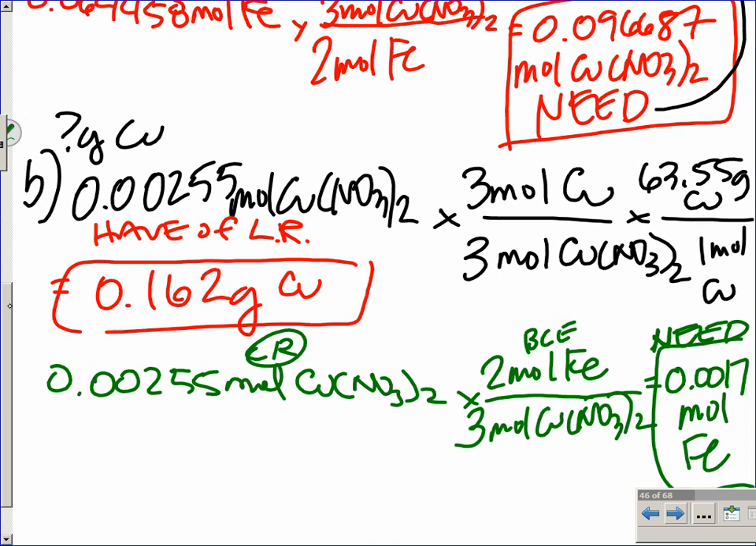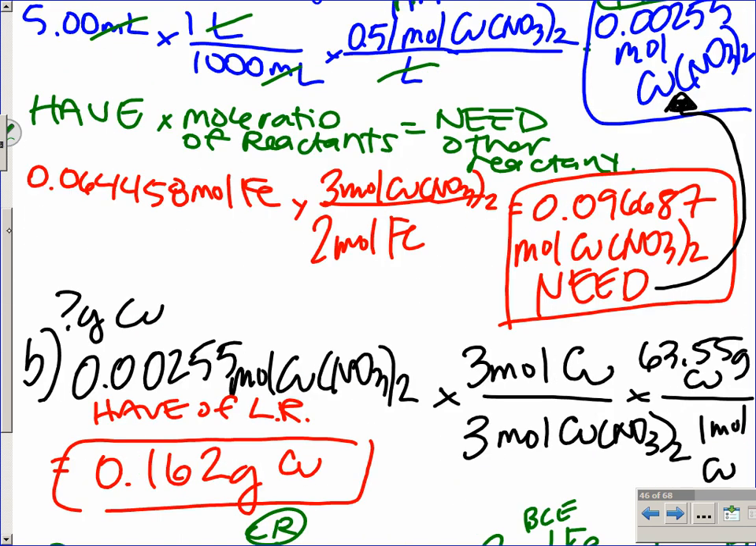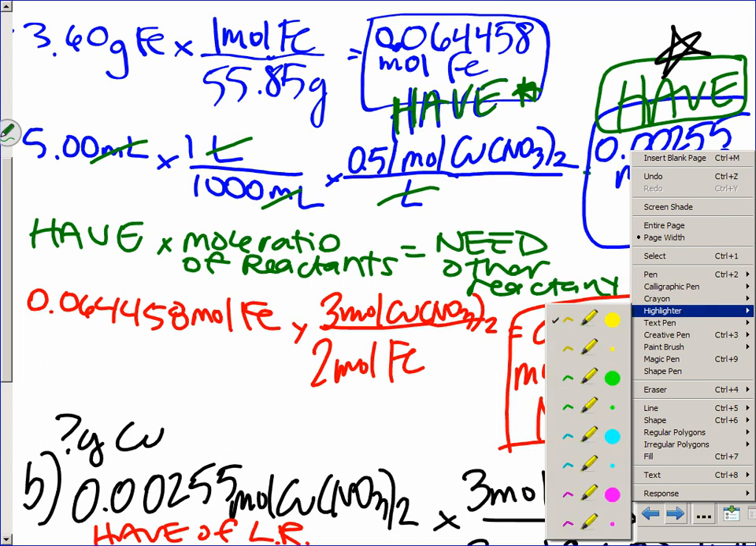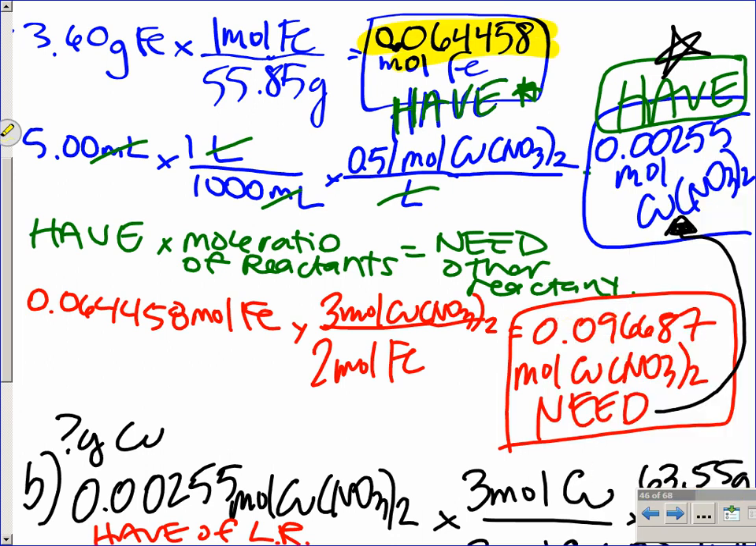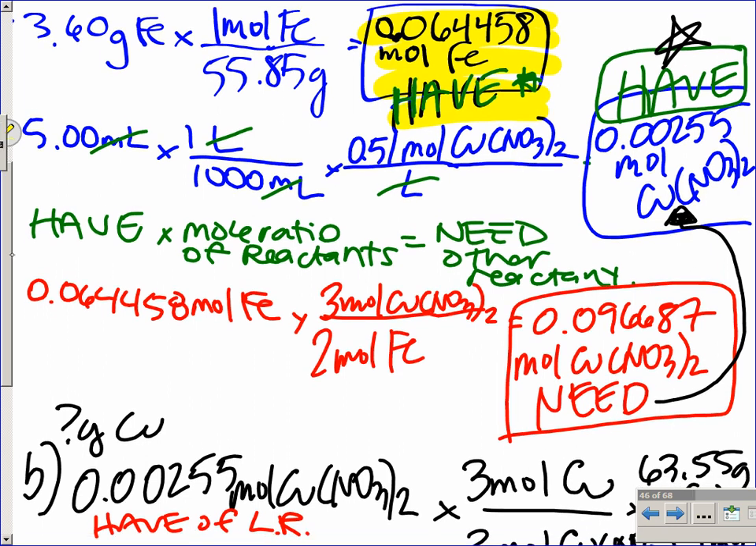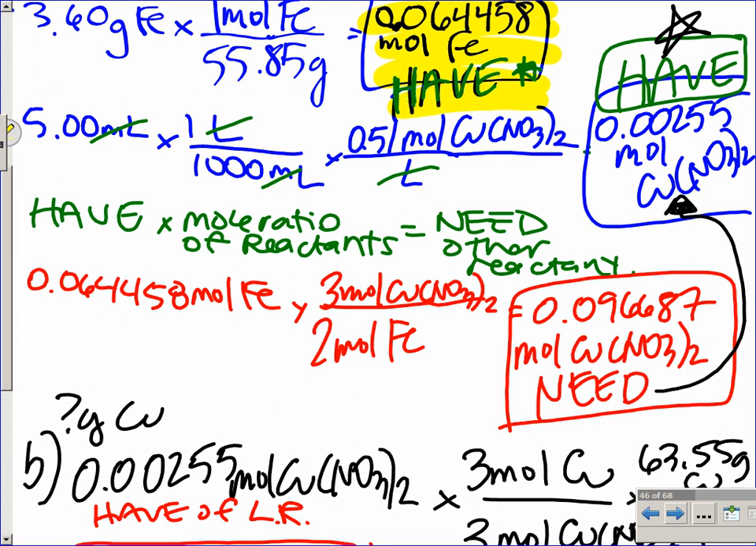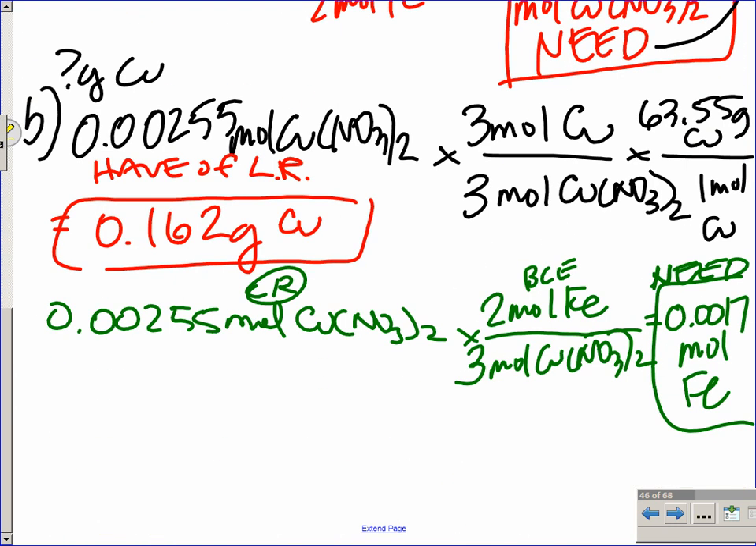Look where you have. So I have, sorry, I have 0.064558 moles of iron. And I only need, how much of iron? 0.0017. So again, is that my excess or my limiting? I got plenty of leftovers, right? 0.06 versus 0.0017. I only need a teeny tiny bit. So how will I figure out how much I have left over? Subtract. I have a lot, I use a little, subtract it, that's how much is left over. That's your excess stuff left over.